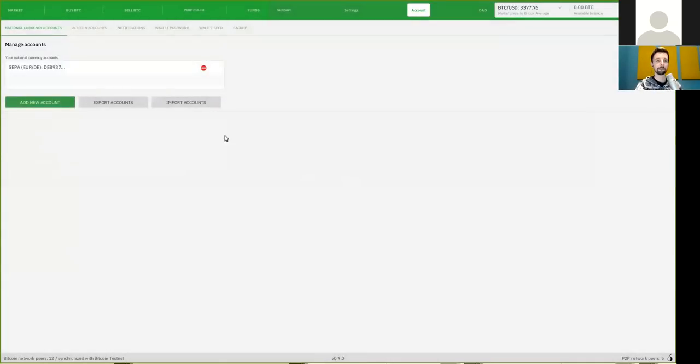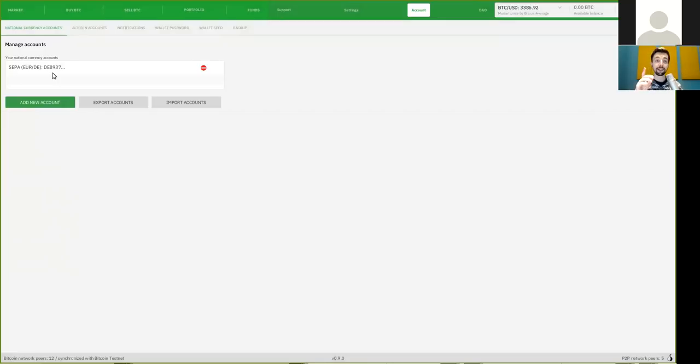Really, really important, okay? And that's it. That's how easy it is. We have created an account here that we can use for buying and selling Bitcoin. It's important that the account name, the account holder, is correct because you need to verify that the money is actually coming from the person that is using this account.